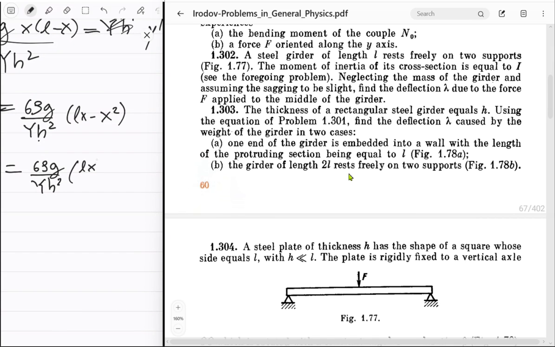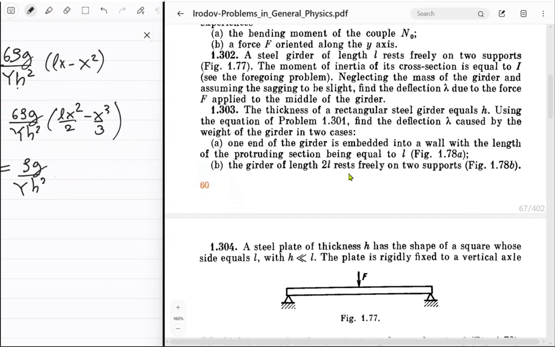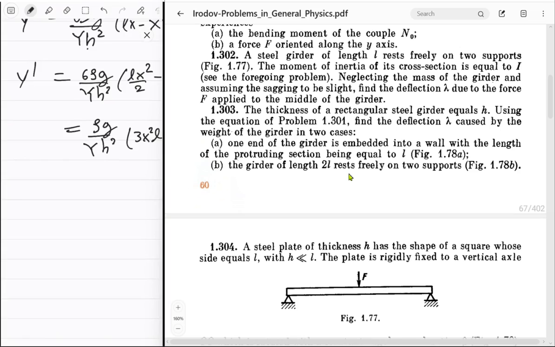It's going to be Lx squared upon 2 minus x cubed upon 3. And now bring that sixth thing inside. So it's rho g upon Young's modulus h squared, then you got 3x squared L minus 2x cubed. Perfect. Now integrate this once again.